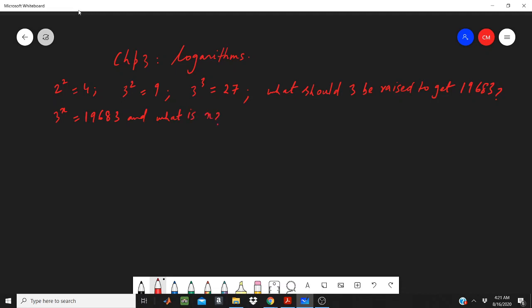So one way to do it is by taking logarithms. So we can write this statement here as log of 3, 19683 equals x. So this doesn't explain anything. So what is a logarithm basically?